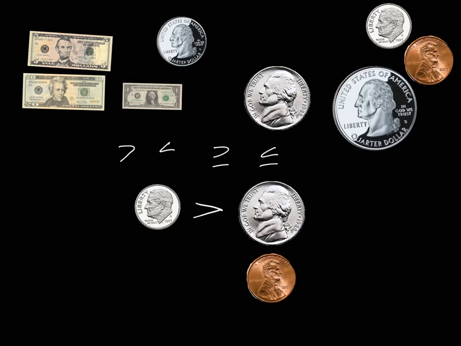Now pay attention here because we don't include the dime in this case. Why? Because there's no equal to. If we were to add that equal to, now this reads that dime is greater than or equal to the nickel, the penny, and now we can include the dime. The dime is greater than the nickel, the penny, and it's equal to the dime.